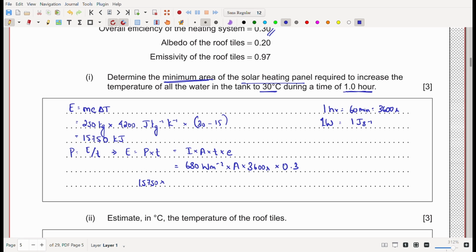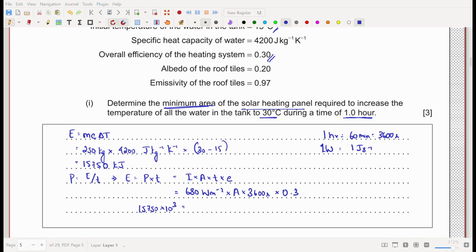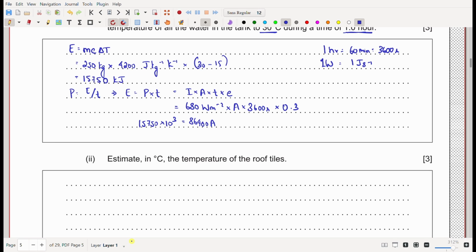So we need 15,750 × 10^3 joules to be equal to 0.3 × 680 × 3,600 × A. That gives 86,400 A. So now simplifying this, we get A is equal to 15,750 × 10^3 divided by 86,400.